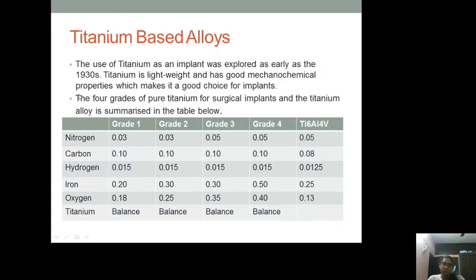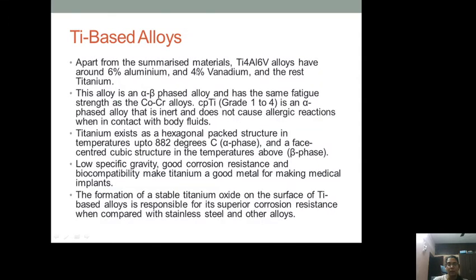So for grade 1 to grade 4, except for these five trace elements, the rest is titanium. So 98 to 99% is titanium. Whereas in the last one, the alloy Ti6Al4V, other than these trace elements, you have 6% of aluminium and 4% of vanadium as well. The remaining percentage is titanium.